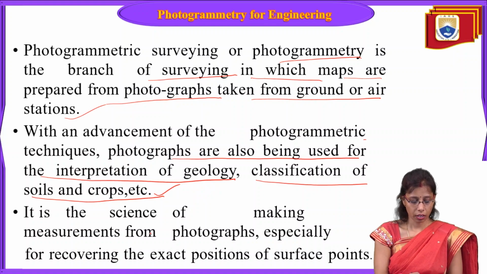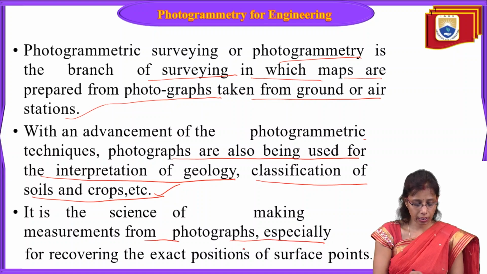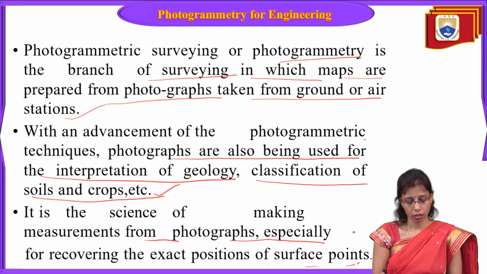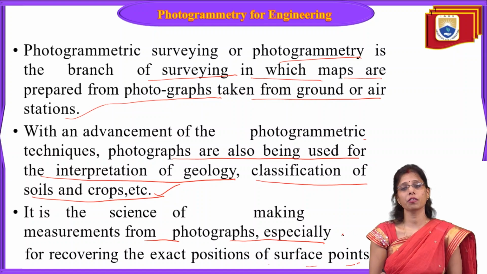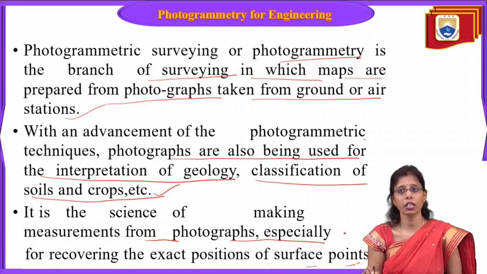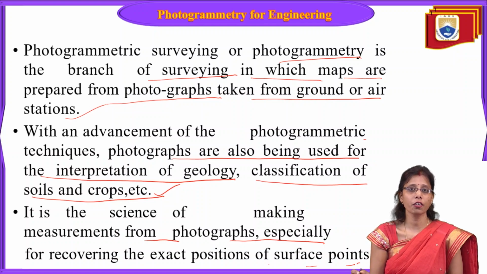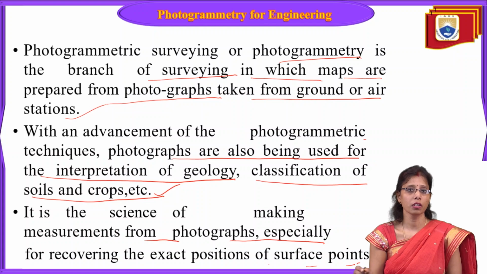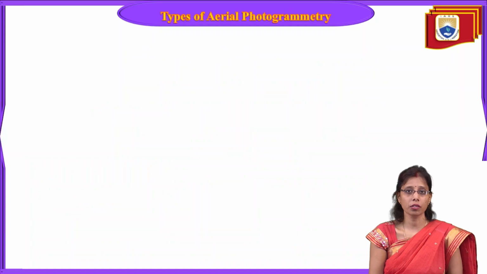of things. So it is the science of making measurements from photographs, especially for recovering the exact positions of the surface points. So it also helps to make measurements from the photographs. As I said before, we can also measure the height of a building, the height of different kinds of objects on the earth surface without touching the object. So photogrammetry is very helpful in making measurements and getting the exact positions of the surface points.